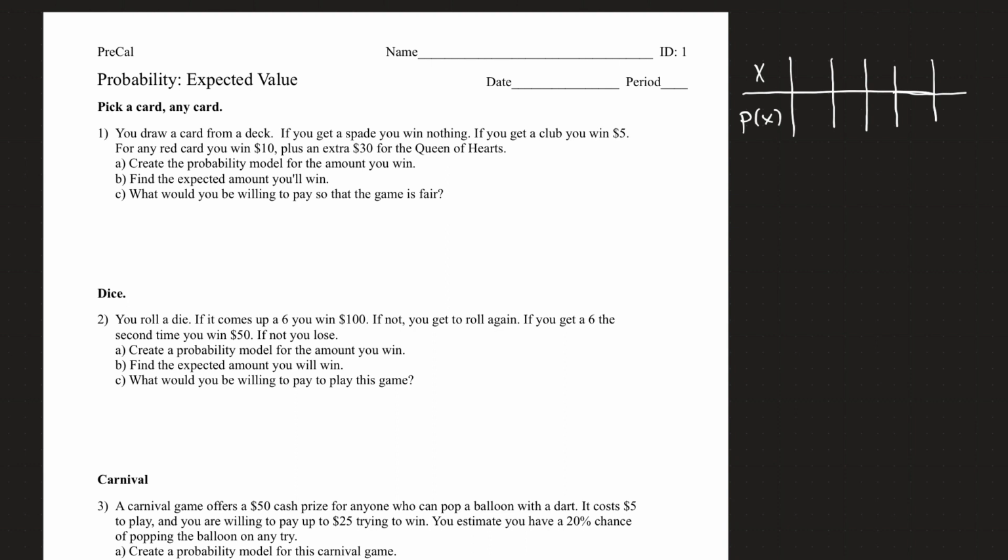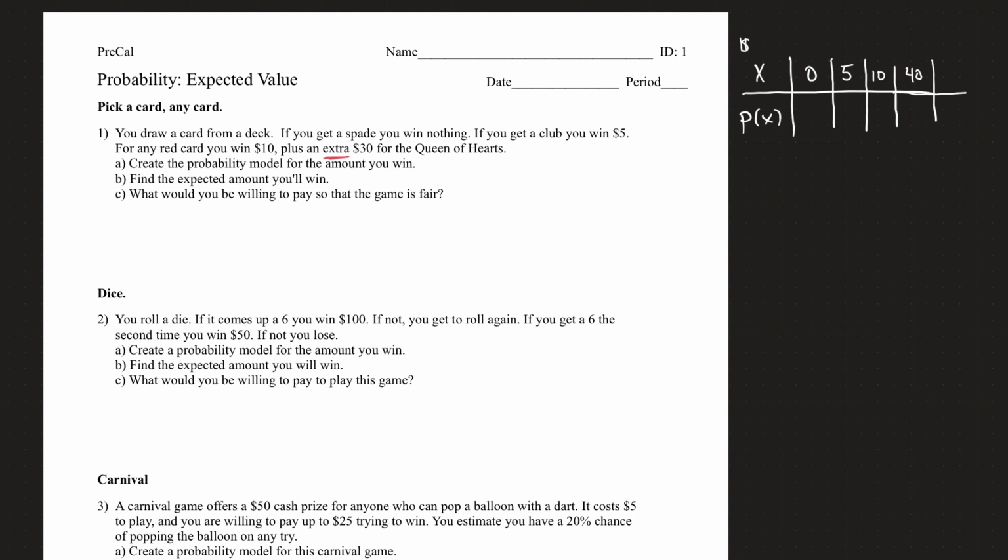So in this case, X is going to be in dollars. I could win $0. I could win $5. I could also win the $10 prize or even the $40 prize. Why is it 40, not 30? Because it says extra $30, not $30 in general, for the Queen of Hearts. So it's already red, so you're going to get $10 for that, plus the 30 on top for being the Queen of Hearts, right?